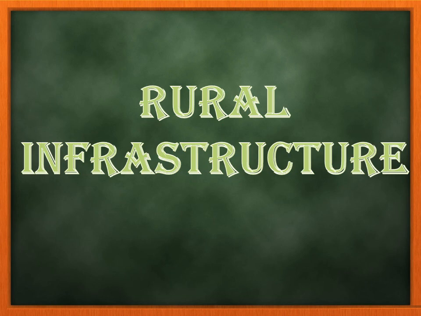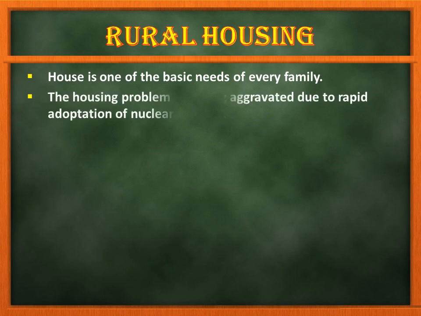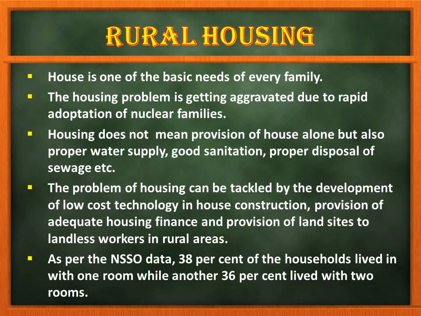Next is rural infrastructure. In that, first one, rural housing. So house is one of the basic needs of every family. Yes, each and everybody needs a house. The housing problem is getting aggravated due to rapid adoption of nuclear families. So what happens? The housing problem is getting aggravated nowadays due to the rapid adoption of nuclear families.